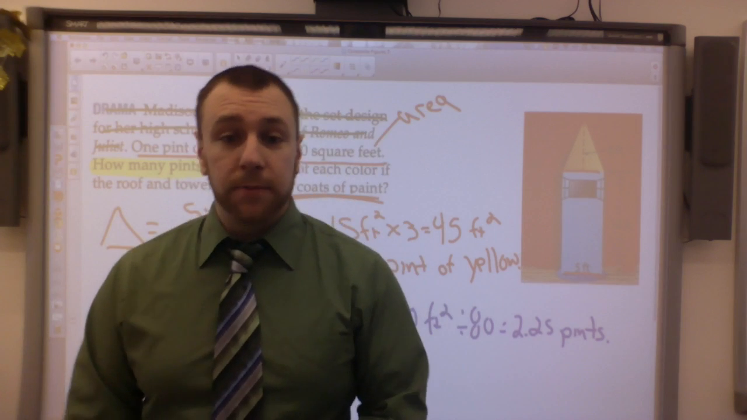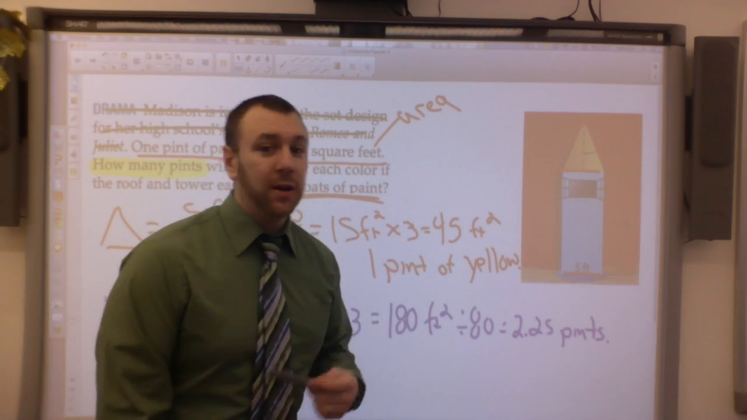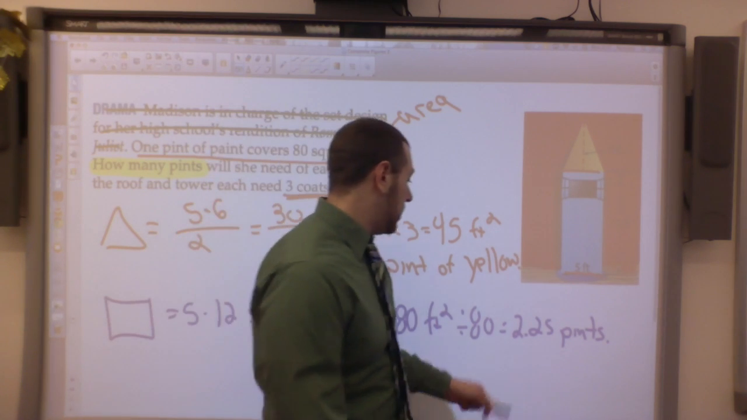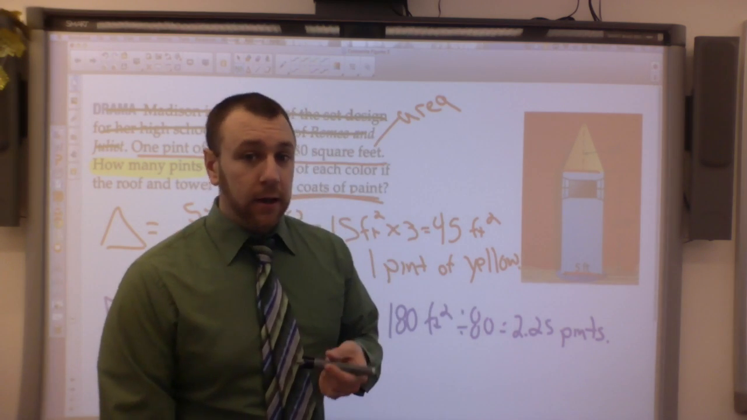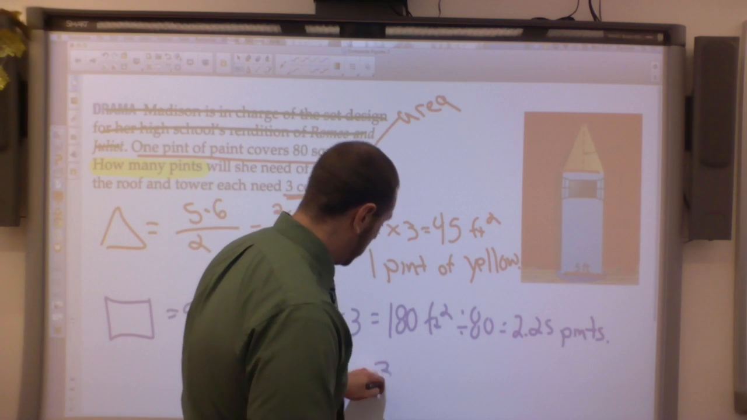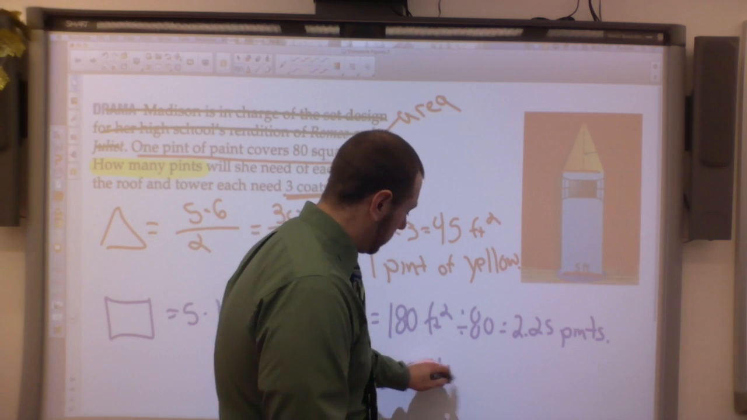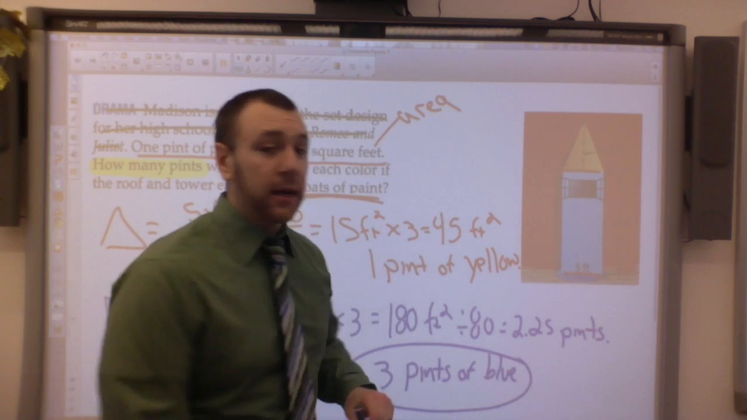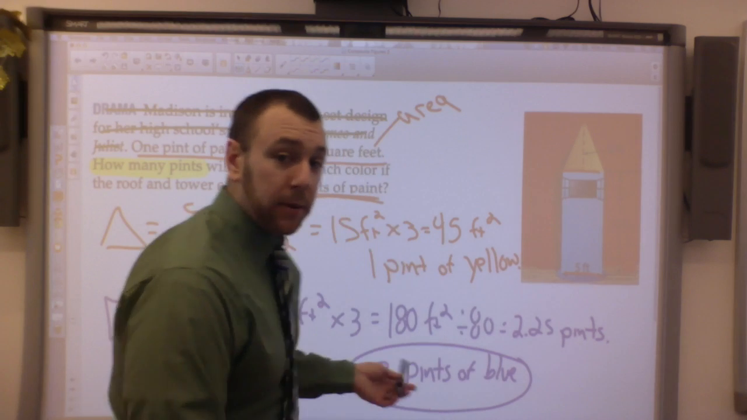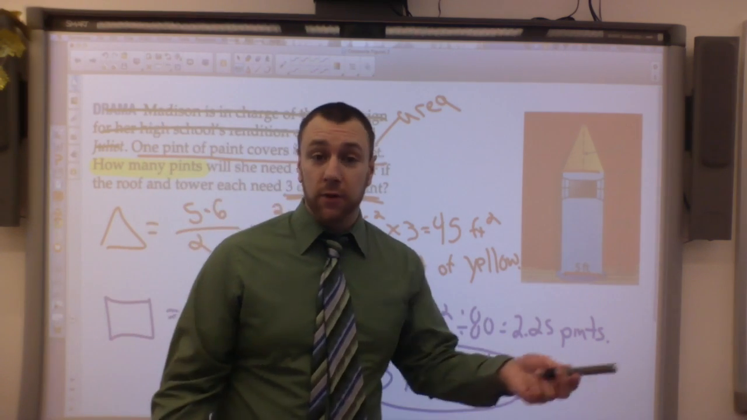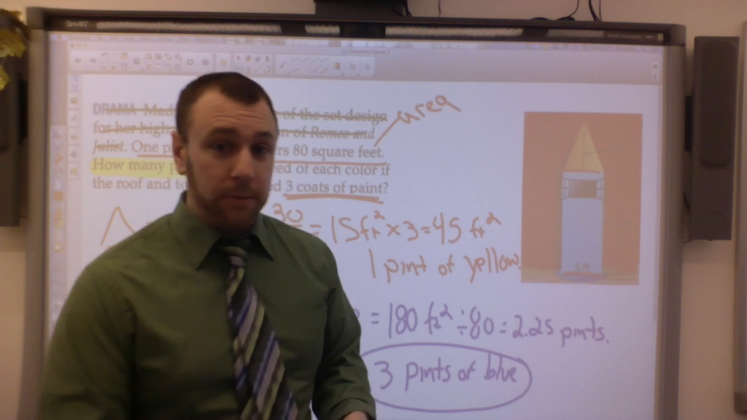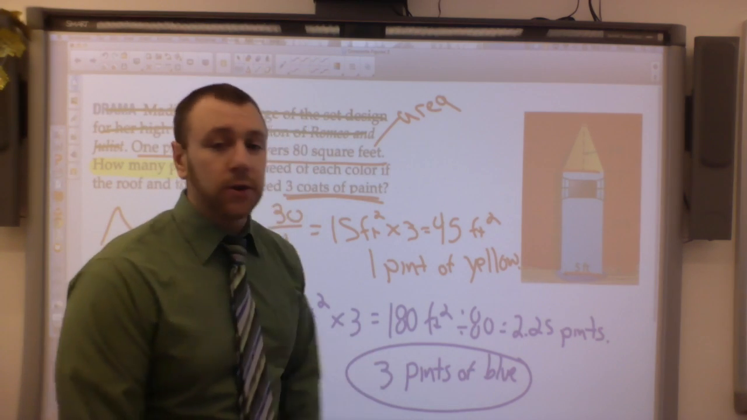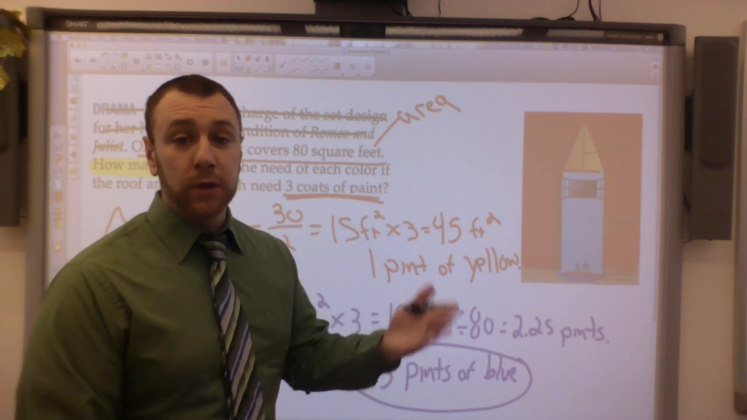The question is, though, how many pints should I make? Well, I can't walk into a Home Depot or a Lowe's or home improvement store and ask for 2.25 pints. I'm going to have to ask for 3 pints of blue, because that is how much I'm going to need. I'm going to have extra. I'm going to have leftover. That's what happens in a home improvement project. You always have extra stuff. So I have to relate it back to real life situations.